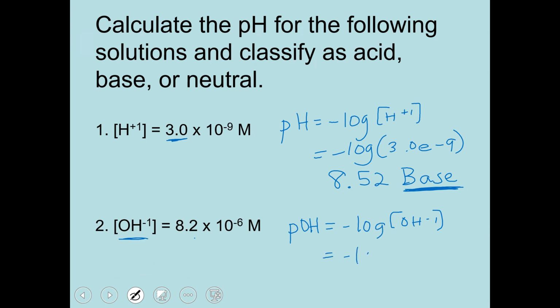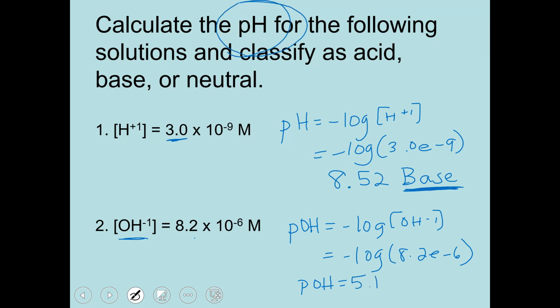So when we take the negative log of the number that's given in the problem, remember that this is going to be giving you the pOH and not necessarily the pH. When I take the negative log of this number, I actually get 5.1, okay? That, remember, is the pOH value.